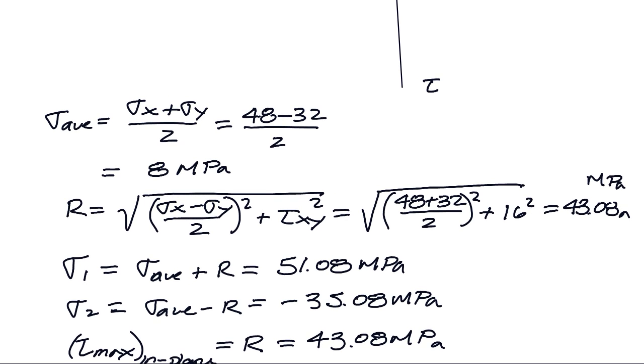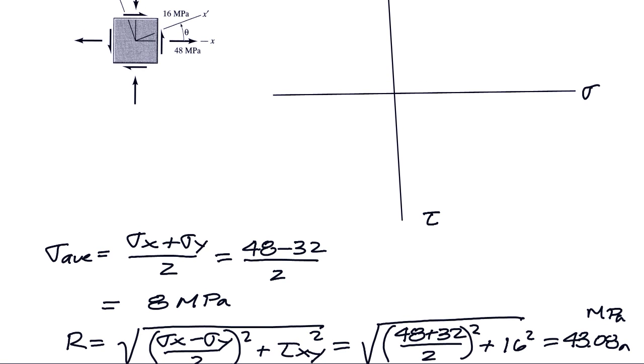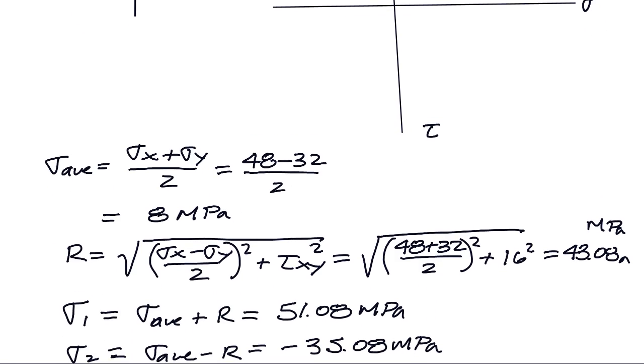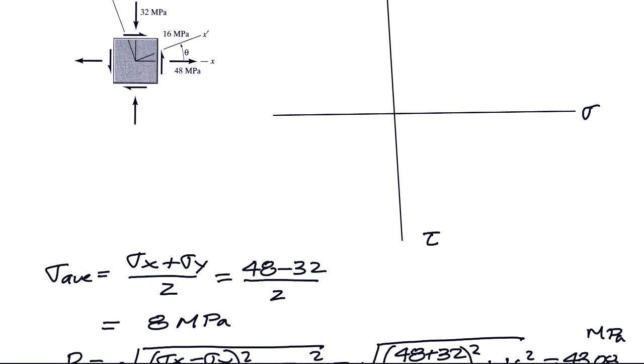Okay, so let's draw our Mohr circle. We know that the center is there at 8. The far extreme of our Mohr circle, that's going to be over there at 51. So if I tick off some marks here, 8, 16, 24, 32, 40, so somewhere around there, I'm going to have a Mohr circle, again centered at 8 and roughly of this size here.